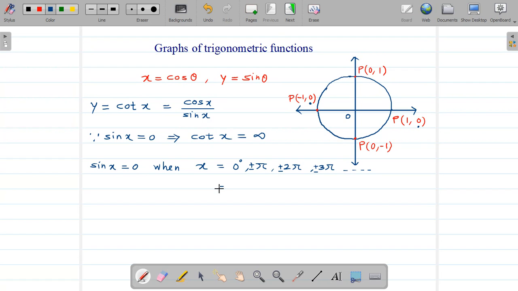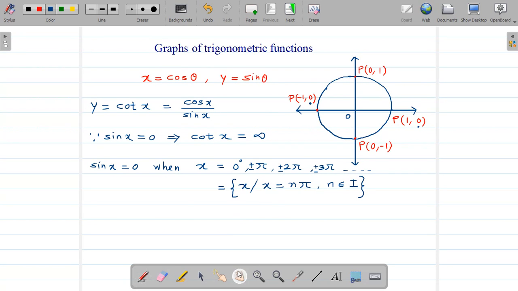Now we will express this list of all angles by the rule method. What are the values of x? So x is such that x is equal to n pi, where n belongs to the set of integers.